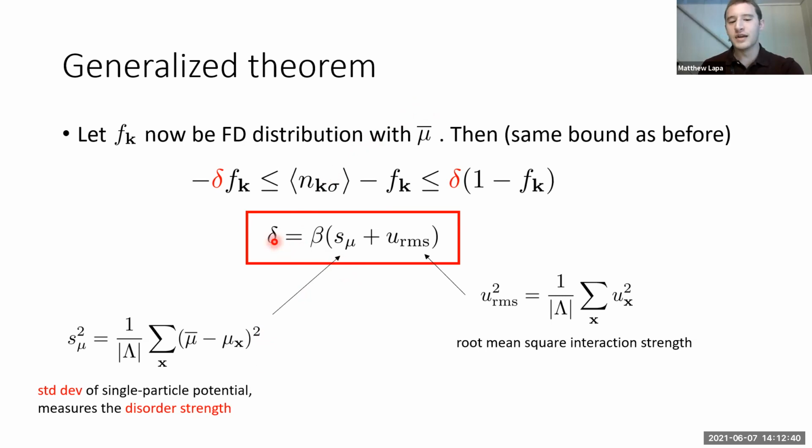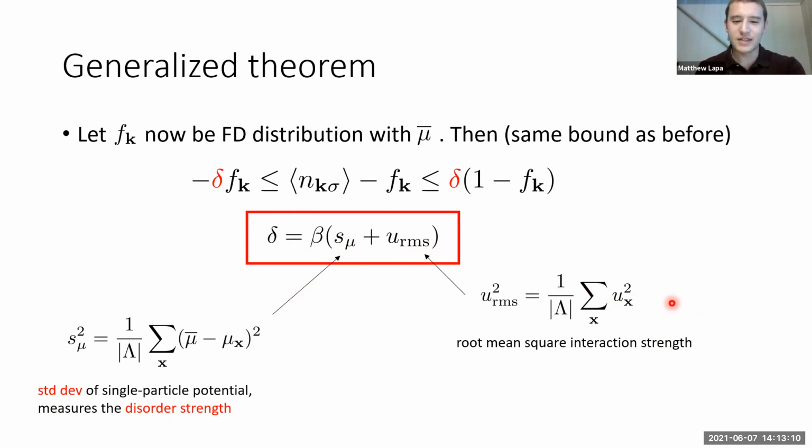And then you have delta, which is again beta times some measures of the interaction strength and the disorder strength. But in this case, S is the standard deviation of the single particle potential. So you just sum up all the squared deviations of mu from the average. And then for the interaction here, it's just the root mean square of the interaction strength. So it's almost the same result.